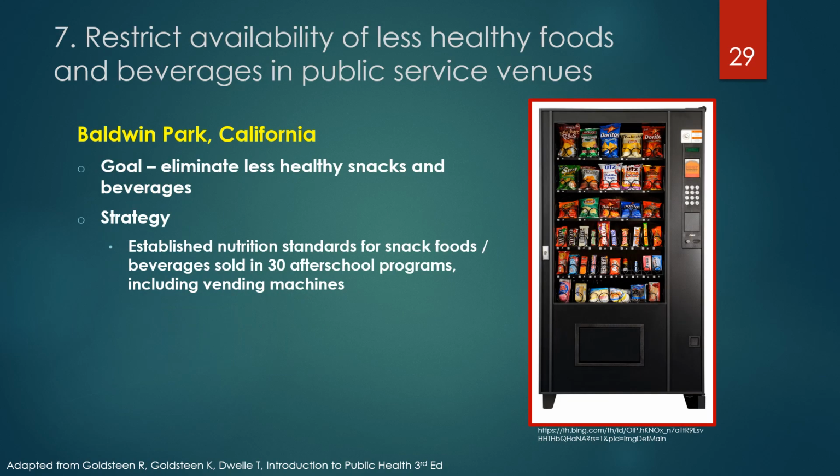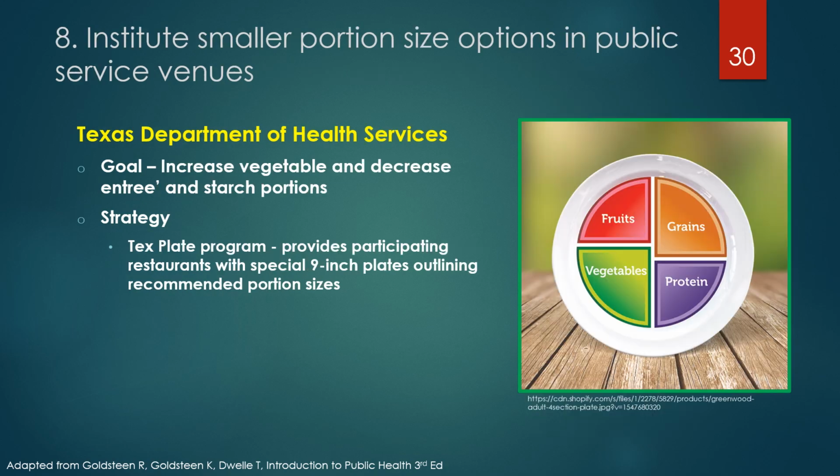7. Restrict availability of less healthy foods and beverages in public service venues. The city of Baldwin Park, California, established nutrition standards for all snack foods and beverages sold in over 30 after-school programs, including snack offerings in vending machines. The after-school nutrition standards primarily focus on eliminating less healthy snacks and beverages that exceed recommended fat, calorie, and sugar intake for school-aged children.